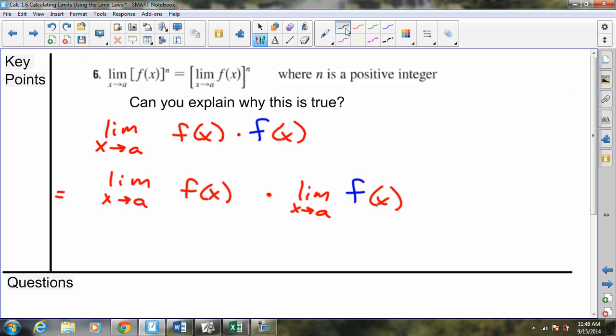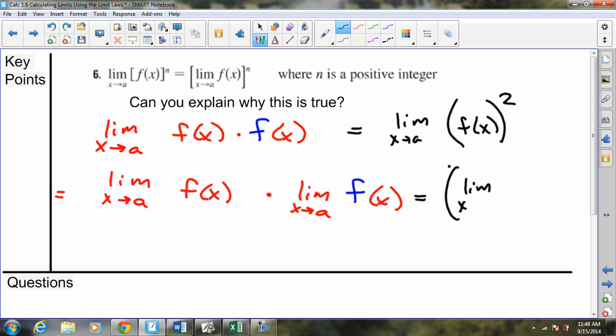That is used to show us that the limit, as x approaches a, of f of x, where the f is being squared, is instead now the limit being squared.